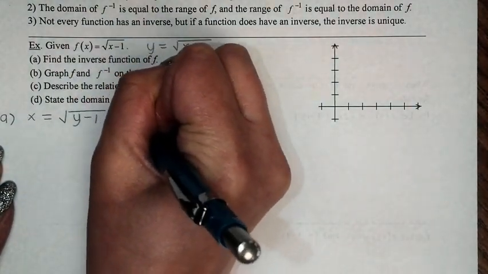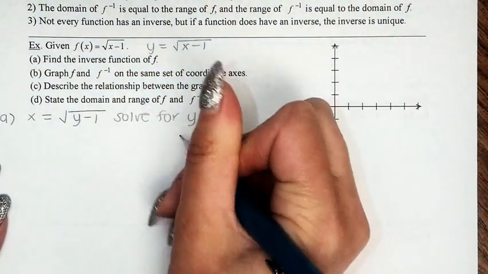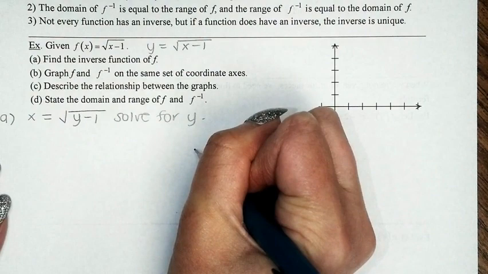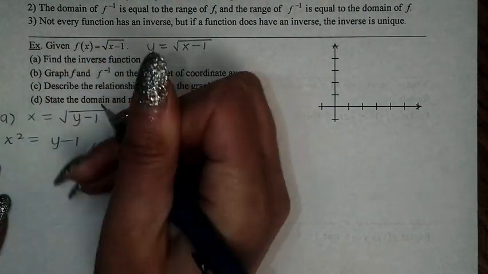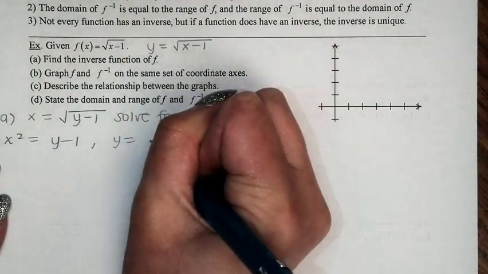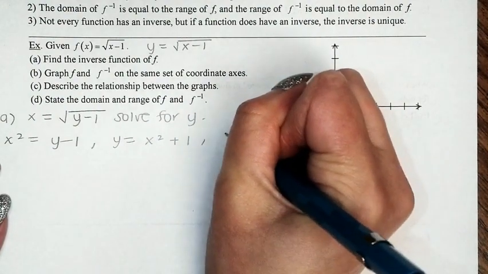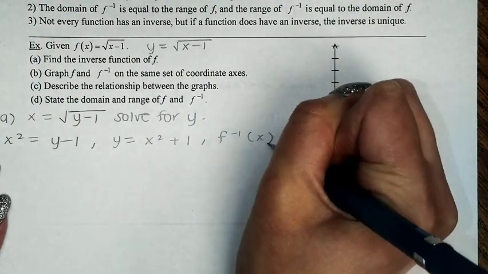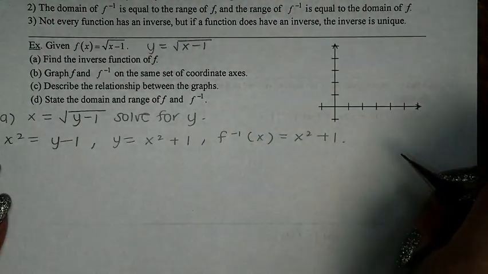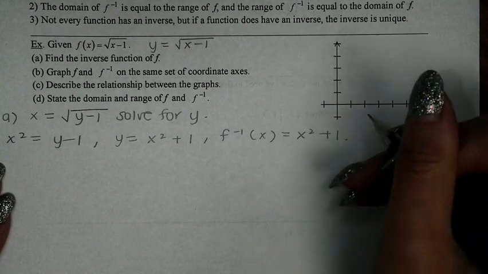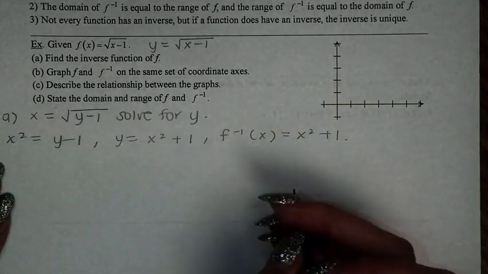And then we're going to solve for y. So you square both sides, having x squared equal to y minus 1. Then isolate the y, so you have that y is x squared plus 1. So pretty much we found the inverse, so change the notation to the inverse notation. So f inverse is going to be x squared plus 1. I know that we need to be careful about the domain in a second, but that's what we're going to do for D.